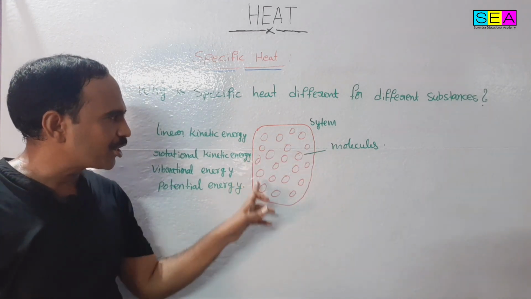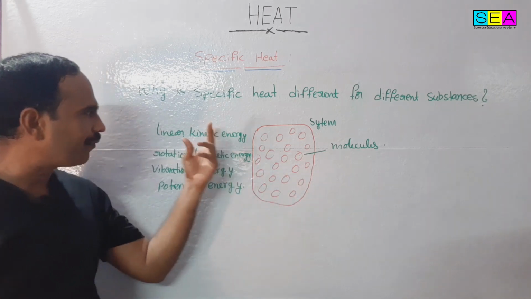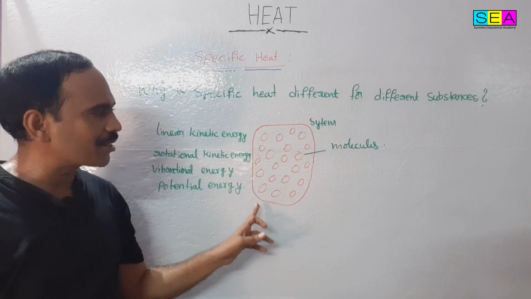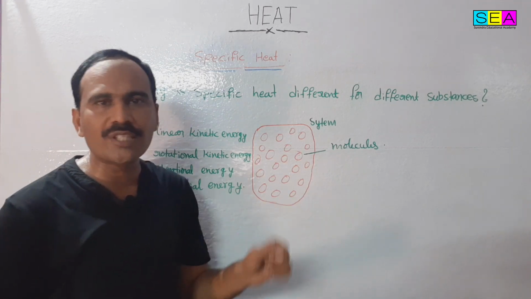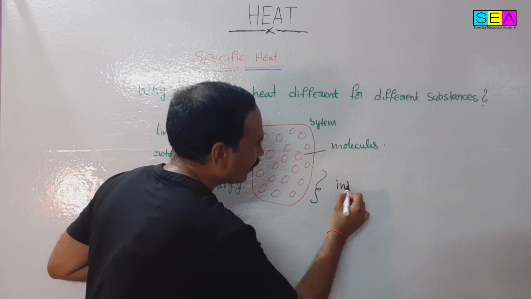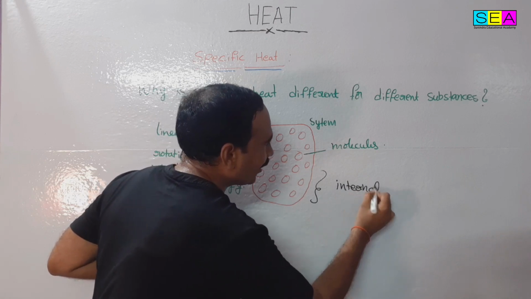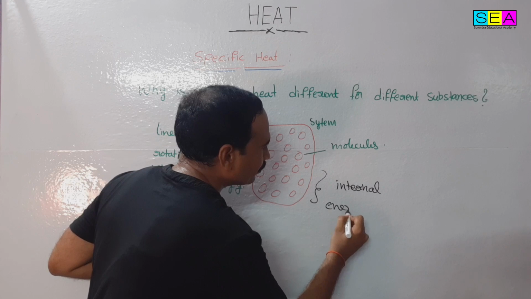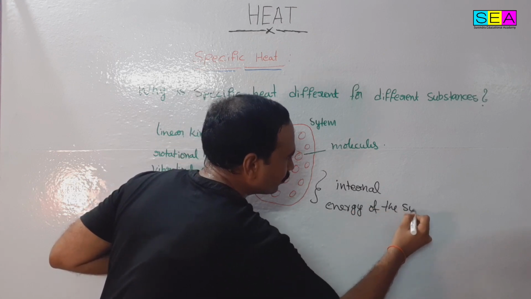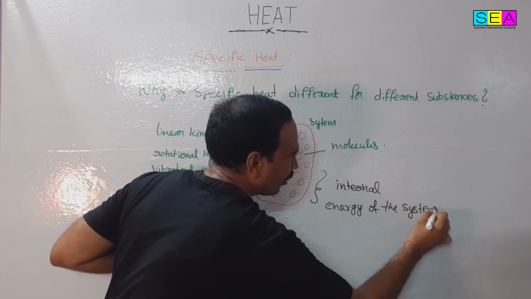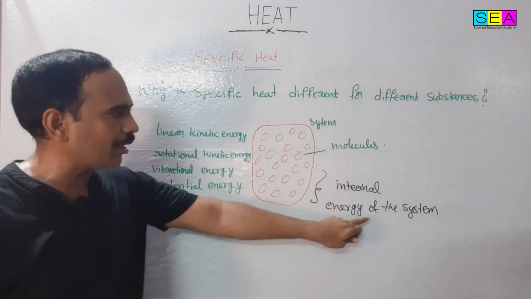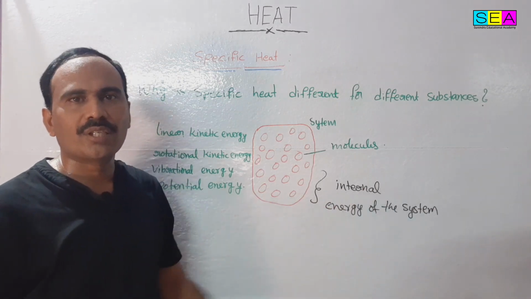So in the system the molecules are having different types of energies. The total energy in the system is called the internal energy of the system.